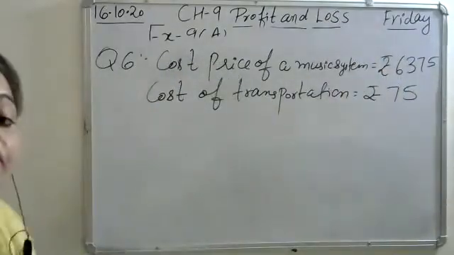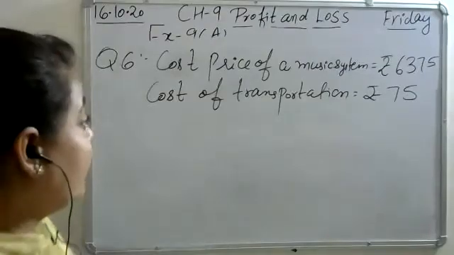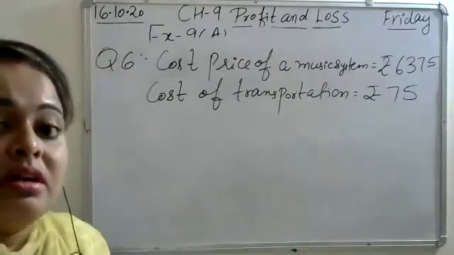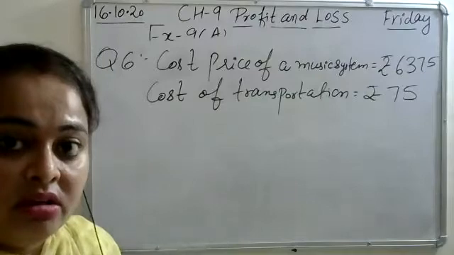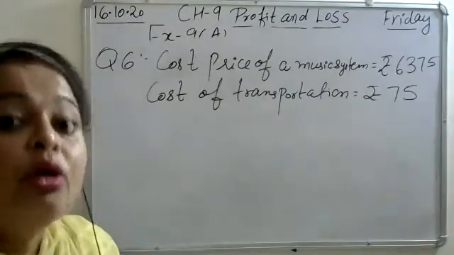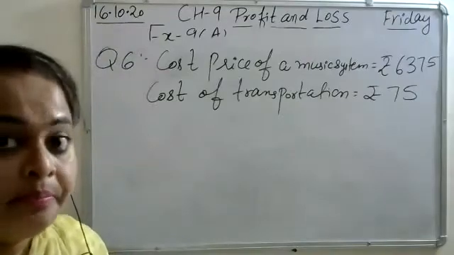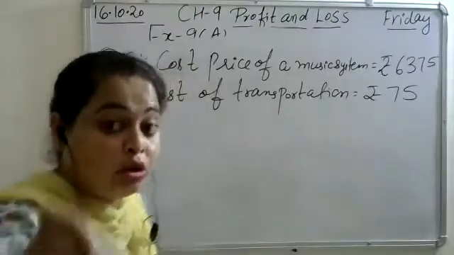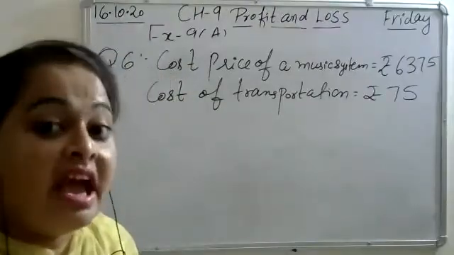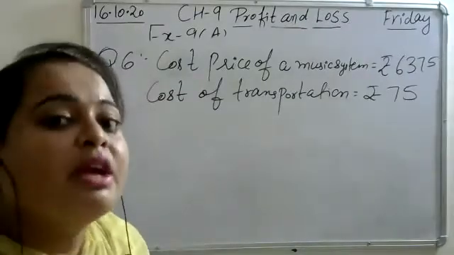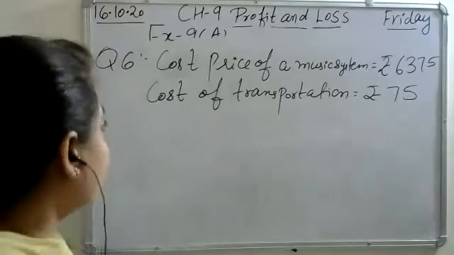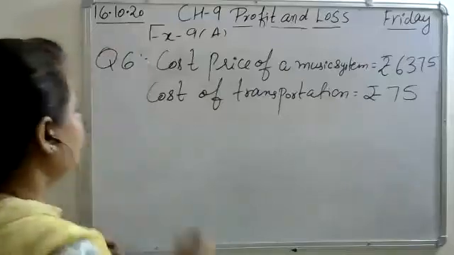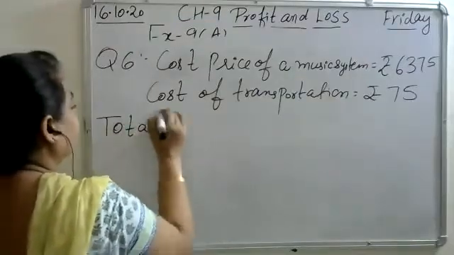For example, you have purchased a music system, and you will take it home. With the help of an auto, for example, and the auto money is paid by you. Who purchased the music system? You. So who will pay the auto money? You will pay it yourself. So whatever we pay is our cost. So both are cost. So here you will write total cost.